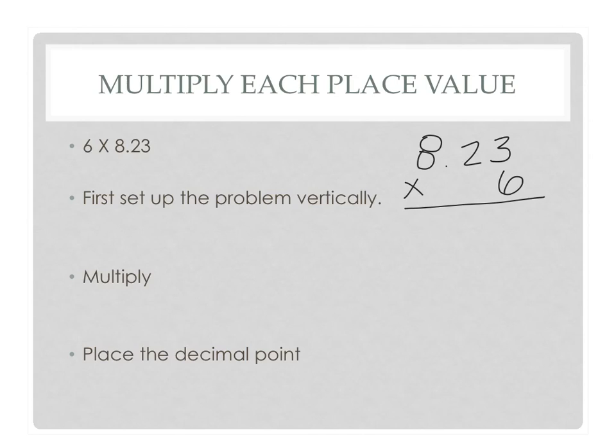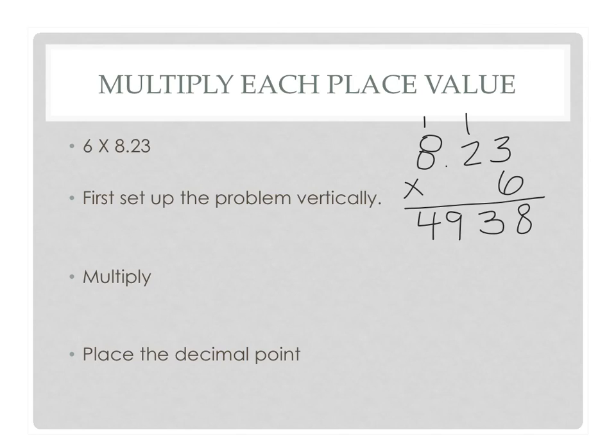Now I'm going to multiply like I normally would. 6 times 3 is 18. 6 times 2 is 12, plus 1 is 13. 6 times 8 is 48, plus 1 is 49. Notice I haven't done anything with the decimal point yet. Now that I have a product, I need to place my decimal point.